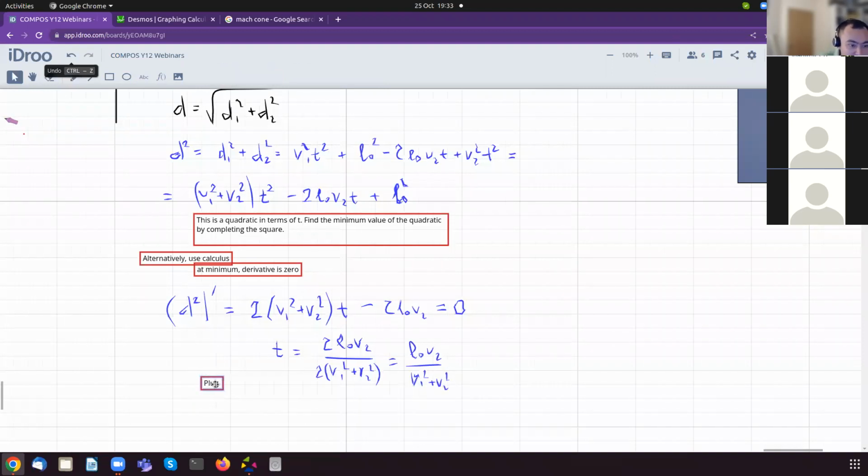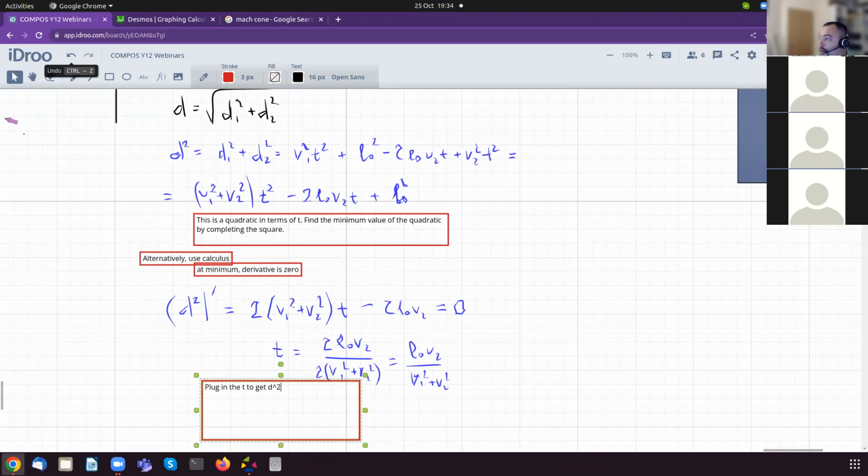Plug in the t to get D squared. Isn't V? No, V is not a function. V1 and V2 are constants, so they're not functions of V.